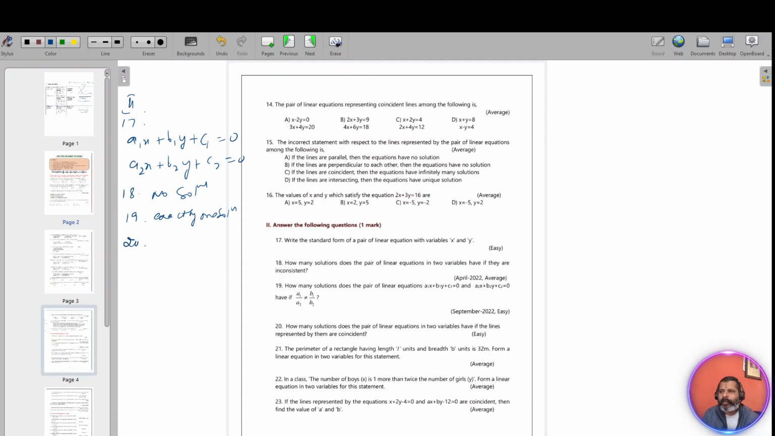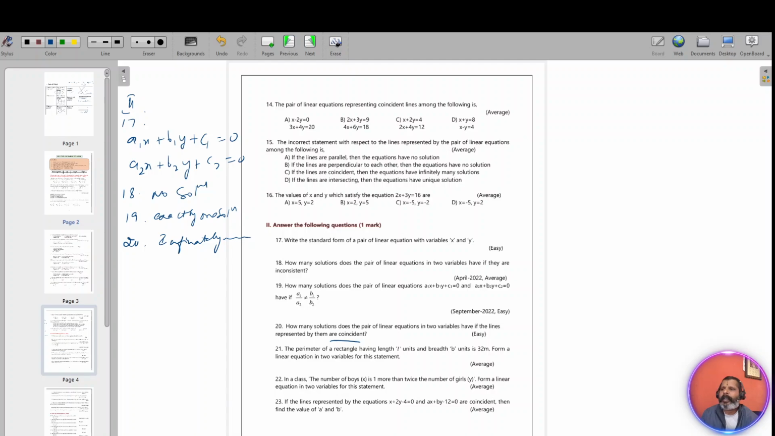20th. How many solutions does the pair of linear equations in two variables have if they represent coincident lines? Coincident means infinitely many solutions because lines overlap on one another. Infinitely many.